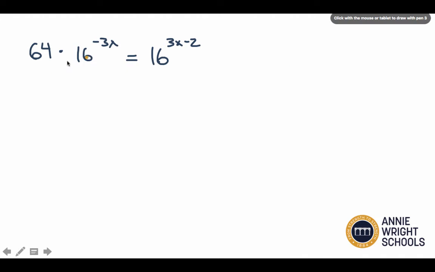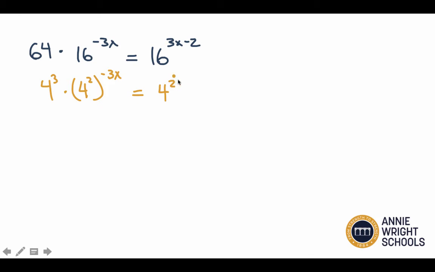Couple ways to do this if you didn't pause the video. I'm going to do this: 4 cubed times 4 to the 2nd to the negative 3x equals 4 to the 2nd times 3x minus 2. You could have also done this with powers of 2. If I had also multiplied this by 32, because 32 is not a power of 4, then you would have had to use powers of 2. But since that's not in the problem, you could use powers of 4.